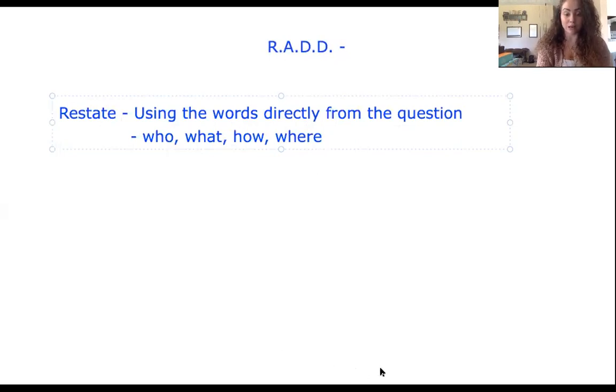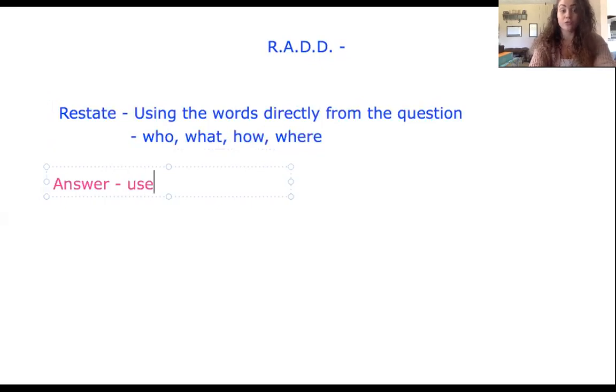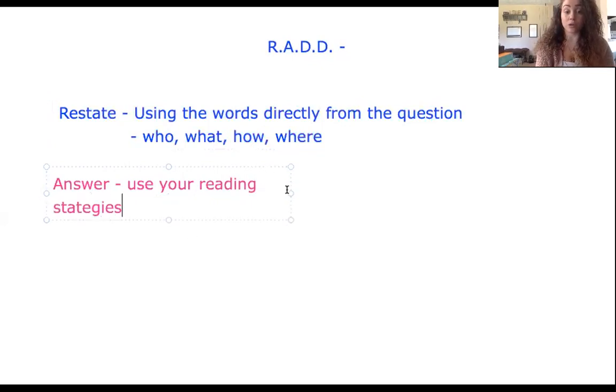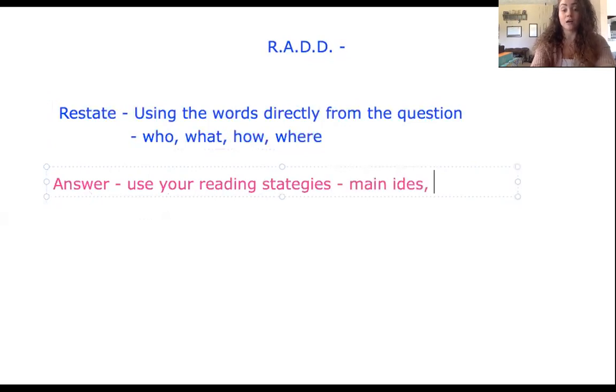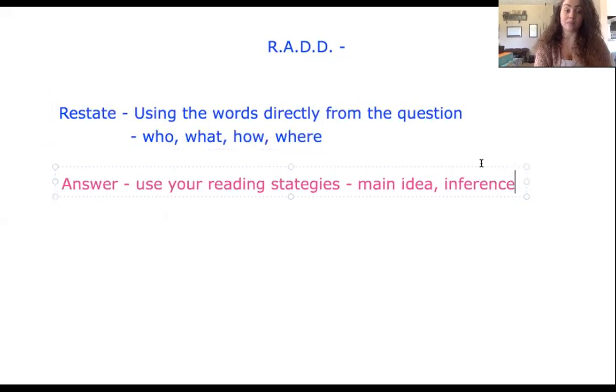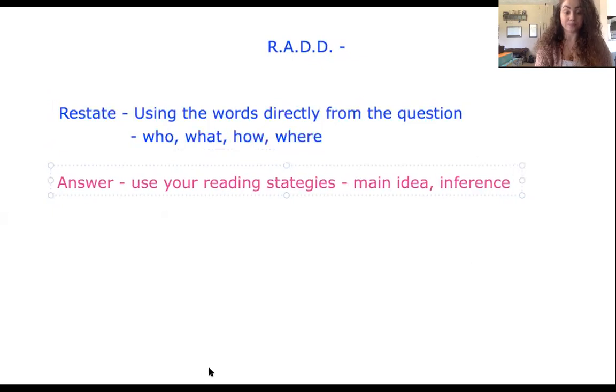So that's my restate. Now let me change my color here, and I'll do, oh, I didn't want to do that. I apologize. Let's go back. We want blue. And now my next one is going to be my answer. So A stands for answer. Now our answer is whatever the question is asking. So usually you're going to use your reading strategies. And if you don't know what those are, that would be your main idea. That is a reading strategy. So you might use main idea. You might make an inference. So that would be the answer to your question.